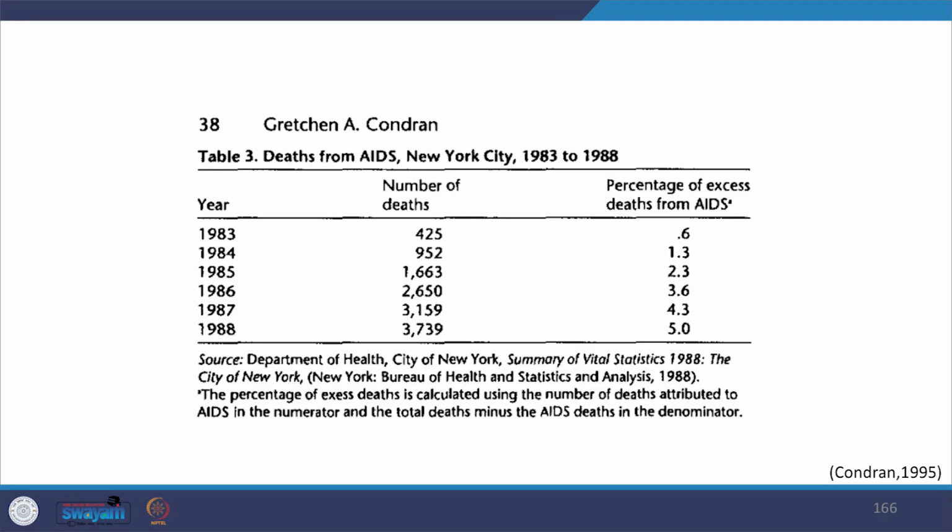Condran also writes about the demographic effect of AIDS on mortality conditions of New York City from 1983 to 1988, as shown in the table. The number presented is the percentage added by AIDS to the total number of deaths in New York City from 1983 to 1988. It is directly comparable to the figures for epidemic disease. By 1988, AIDS had added 5% to the total number of deaths in the city.